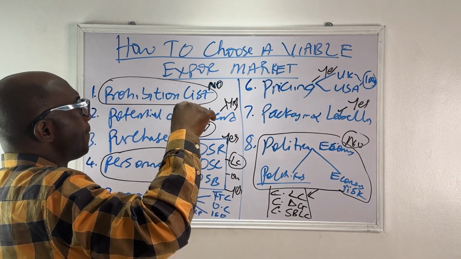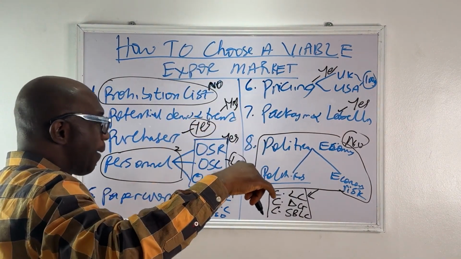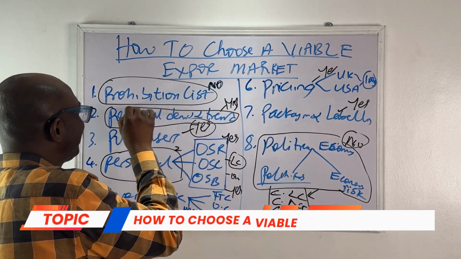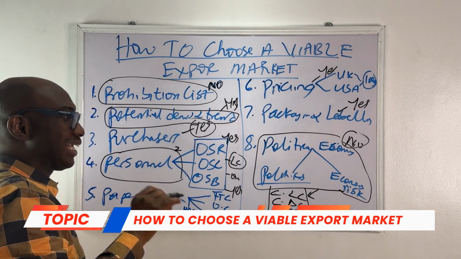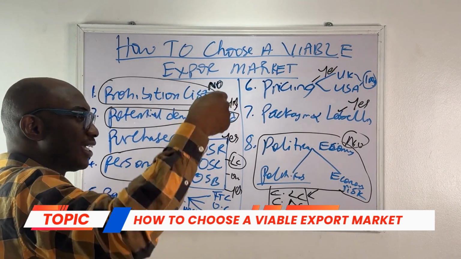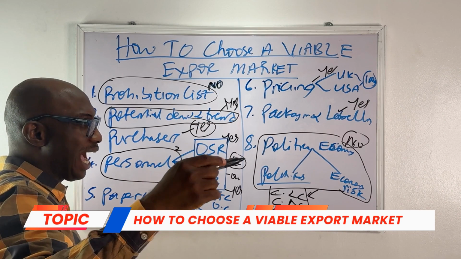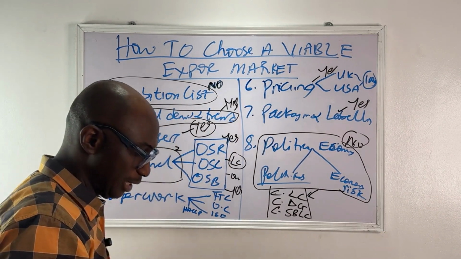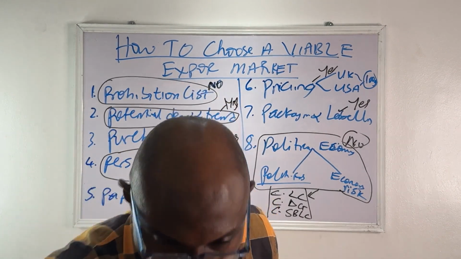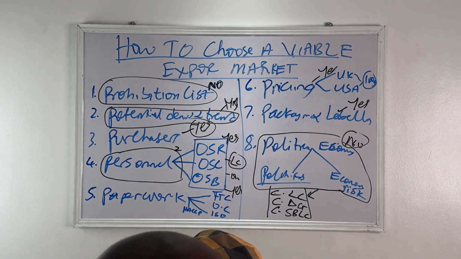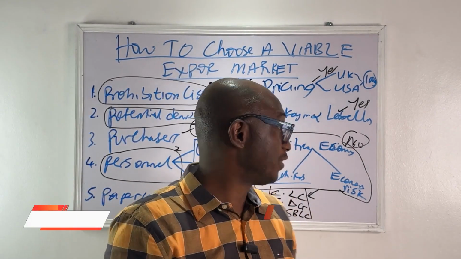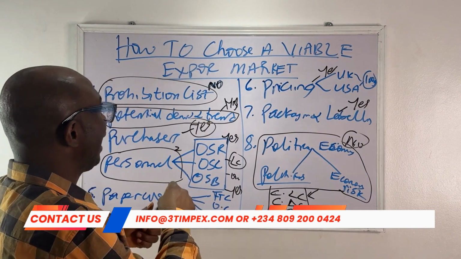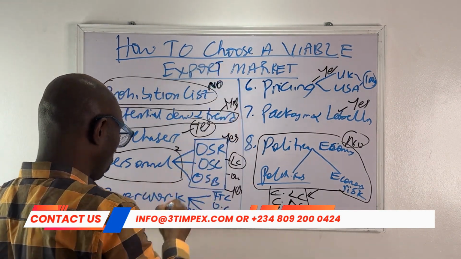In fact, the first thing I will consider before everything is the potential, because I need to identify maybe 5, 6, 7, 8, 10 countries that fit the bill before I begin to eliminate them one by one. And what am I using to eliminate them? I'm using all these factors to eliminate them. I believe you learned one or two things as far as what we are discussing today is concerned, having to do with how to choose a viable export market for your product.